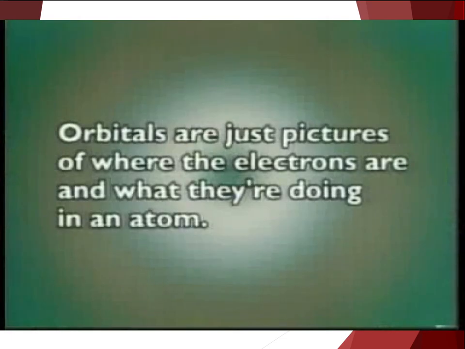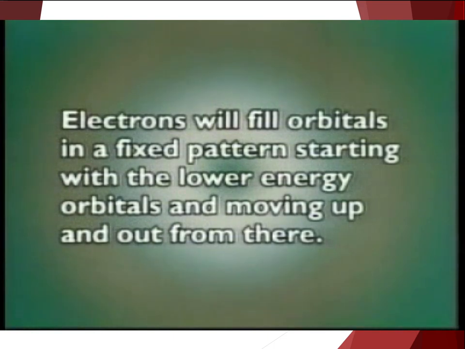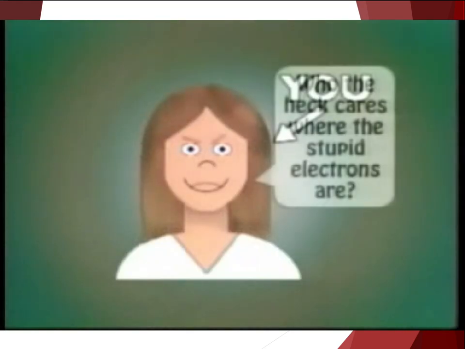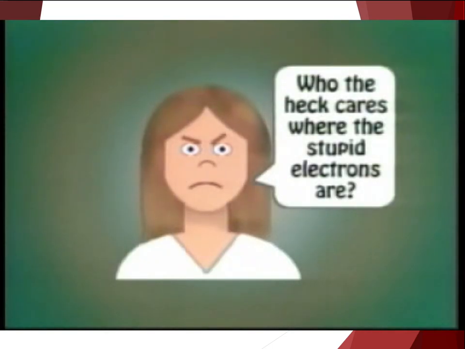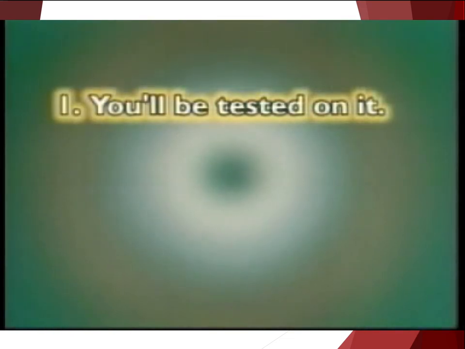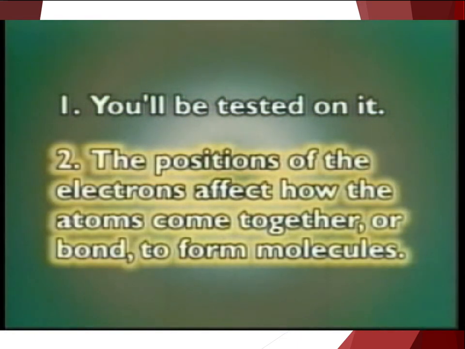So, orbitals are just pictures of where the electrons are and what they're doing in an atom. Electrons will fill orbitals in a fixed pattern, starting with the lower energy orbitals closest to the nucleus, then moving up and out from there. And by now, you're probably wondering, who the heck cares where the stupid electrons are? Well, aside from the fact that you'll be tested on it, you need to know where the electrons are in an atom because the positions of the electrons affect how the atoms come together, or bond, to form molecules.